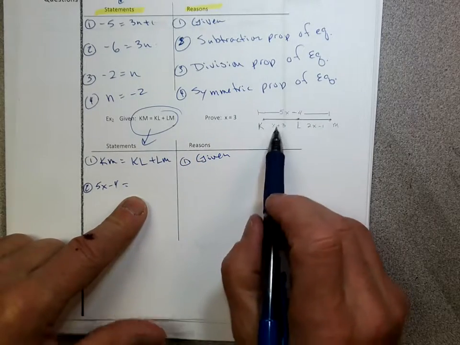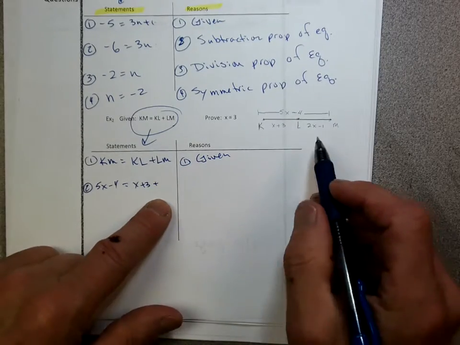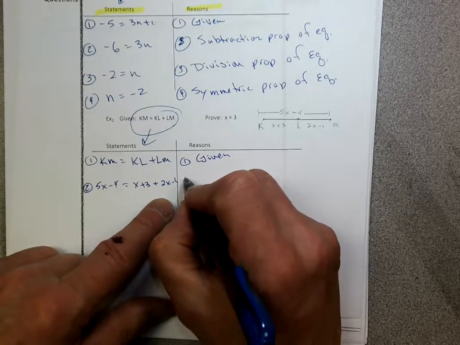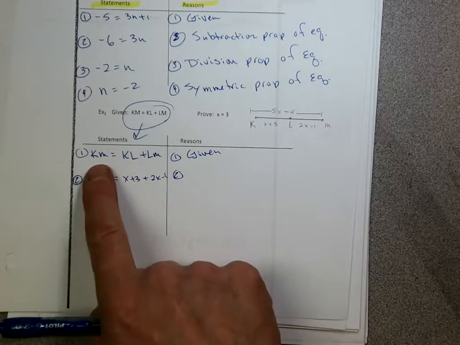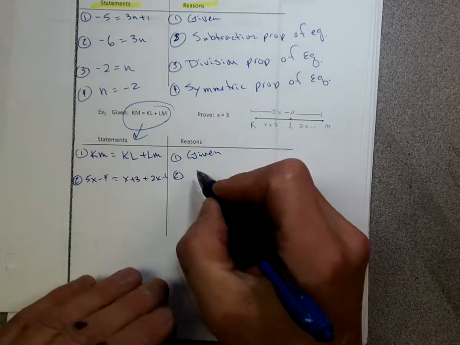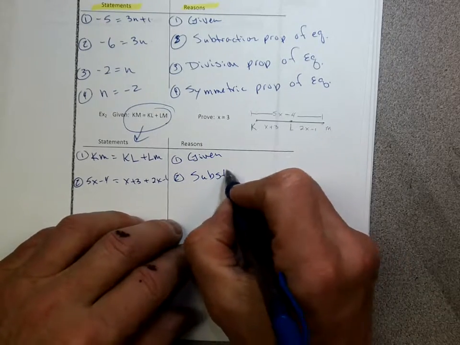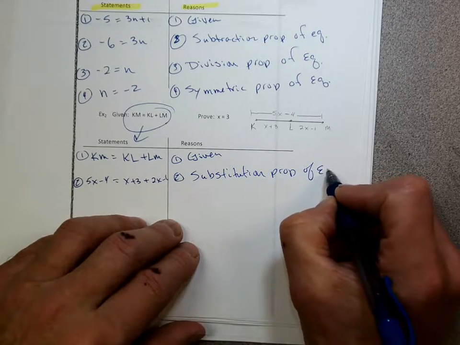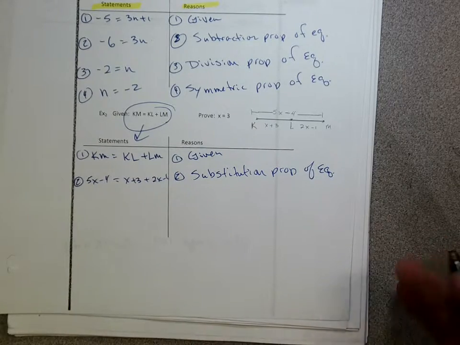Equals KL, KL is x plus 3, plus LM, which is 2x minus 1. Okay, so that reason is substitution. We substituted. So writing the KMs and the KLs and LM, we substituted in what they were equal to, the x's. So that step is called the substitution property of equality, okay? So I just substituted. So we have to give the reason. The reason is the substitution, okay?